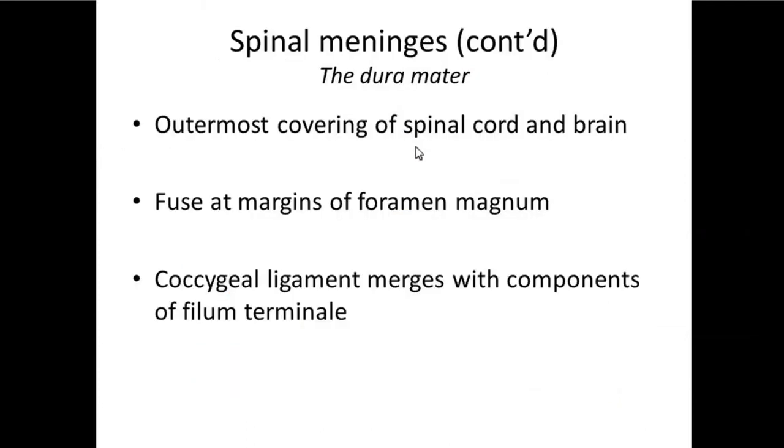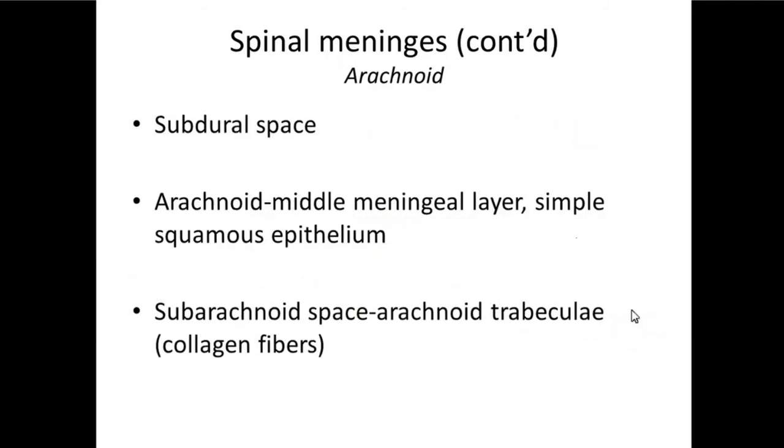Dura mater is the outermost covering of the spinal cord and the brain. It fuses at the margins of the foramen magnum, and the coccygeal ligament merges with the components of the filum terminale, and that will attach onto the coccyx. Then you have your arachnoid.